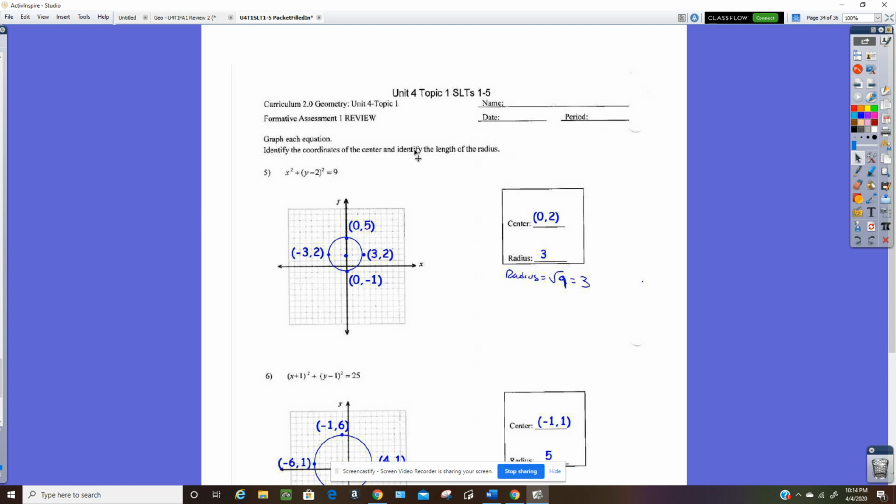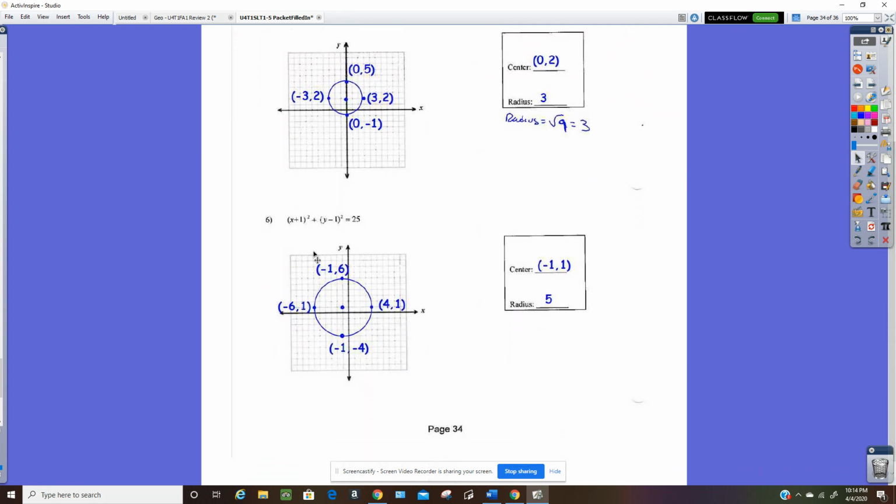Identify the coordinates of the center and identify the length of the radius. So here, there's nothing added or subtracted to x squared. So the center is at 0 on the x. And then the opposite of -2 is +2. So (0, 2). And then the square root of 9 is 3. So the way I graphed the other points there, I went to the center, (0, 2). 3 to the right, (3, 2). 3 to the left, (-3, 2). Up 3 is (0, 5). And down 3, (0, -1). And then drew a circle there. So here's a little bit of math you have to do. The radius is the square root of 9, which is 3.